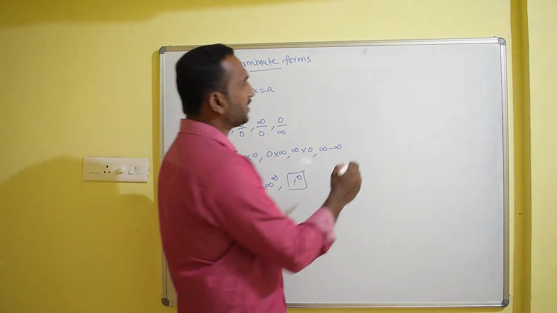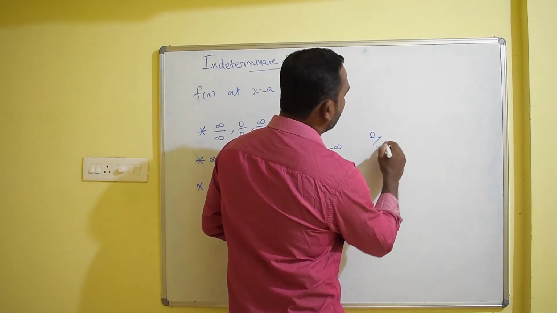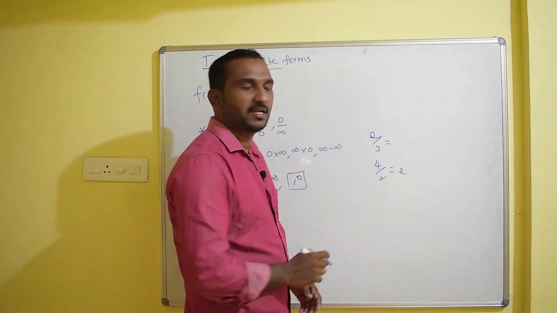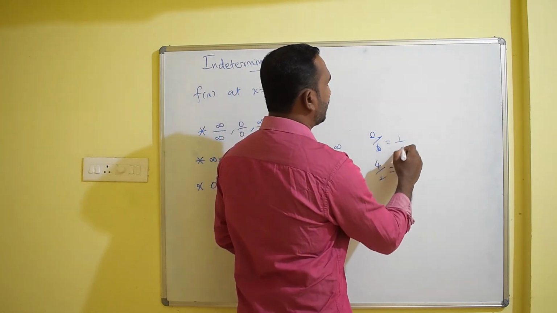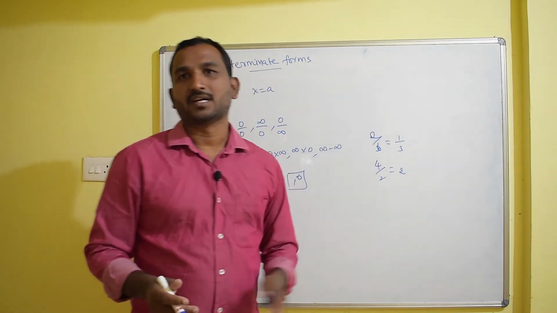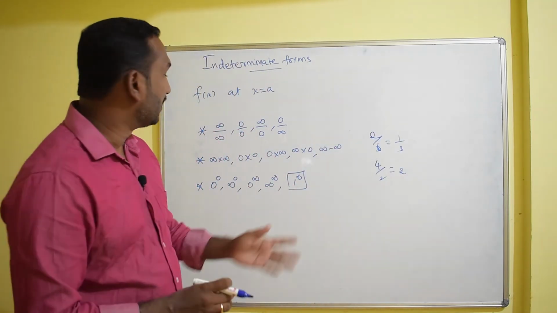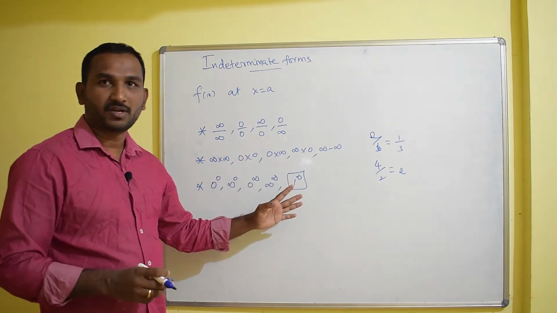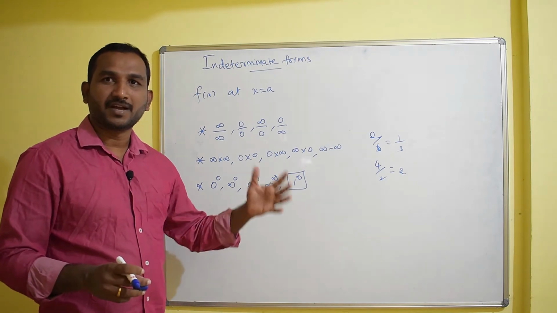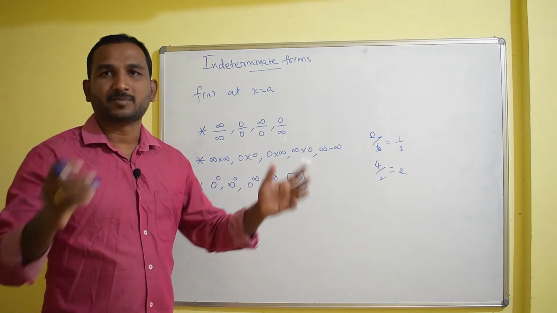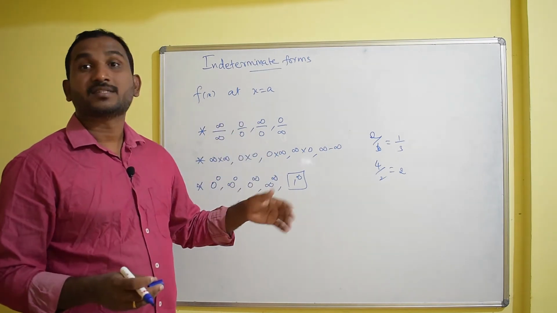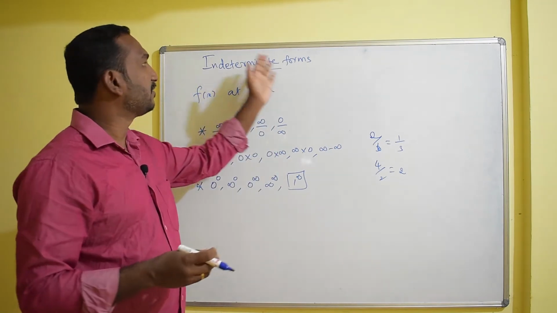Suppose I have a function form like 2 by 3 or 4 by 2. I can say that it is 2. If it is 2 by 6, we can write 1 by 3. So we can say that such values are finite values. But in the forms here, we cannot express the value as a finite value. Such forms are called indeterminate forms.